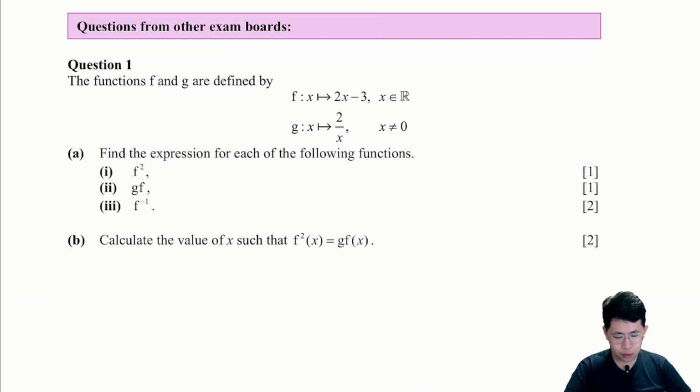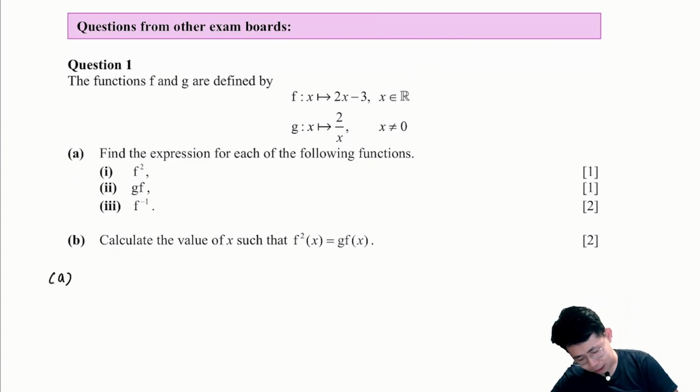Let's take a look at question 1. We have the functions f and g being defined in this way. Remember, whenever we have a function, there's going to be a rule, the formula, and also the domain defined for the function. For part A, we want to find the expression for each of the following functions: part 1, f2, part 2, gf, and part 3, f inverse.